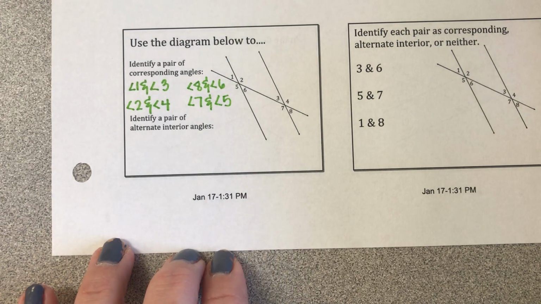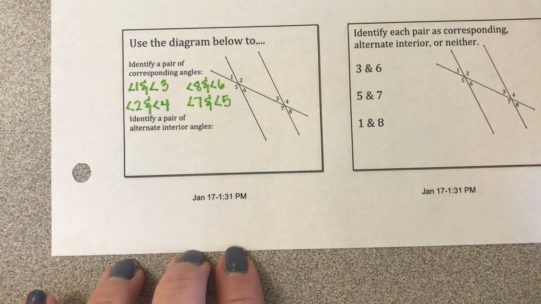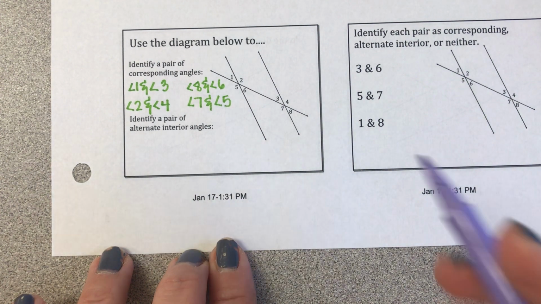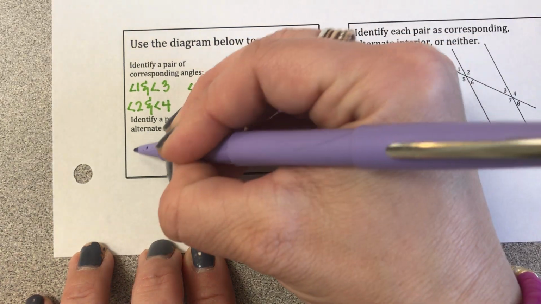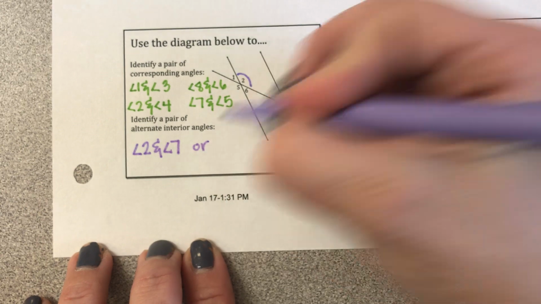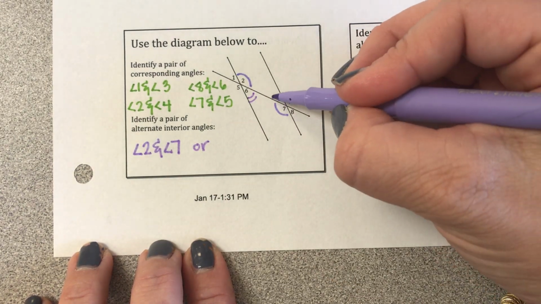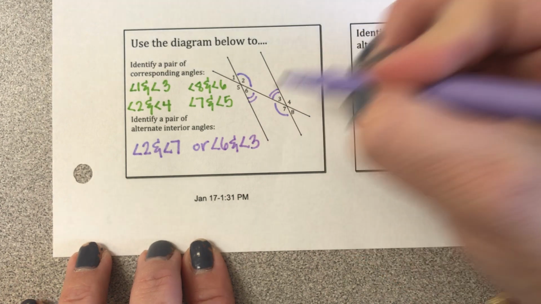It only asks you to name one pair. I named all 4. That way you can check to see if yours is on there. The order does not matter. If you wrote 5 and 7, that's the exact same thing as 7 and 5. Okay, so do the same thing for alternate interior, and then you can check. Alternate interior would be like saying angle 2 and angle 7, or you could have said angle 6 and angle 3.